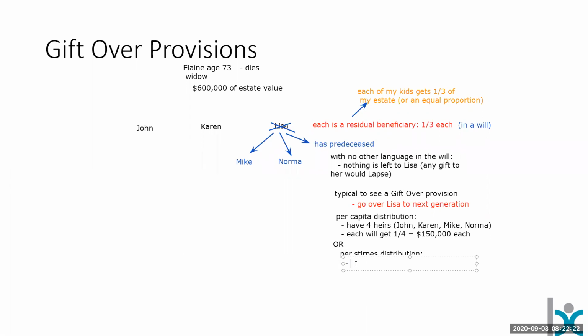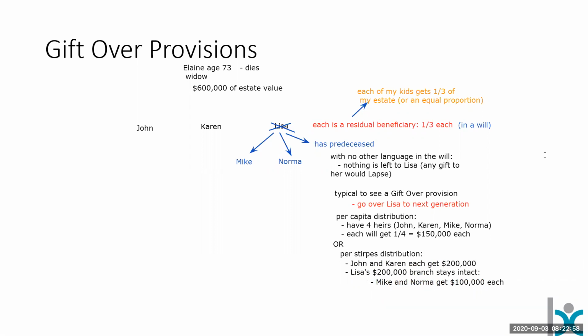So in a per stirpes distribution, each branch stays intact. So what happened here is John and Karen each get their $200,000, and then Lisa's $200,000 branch stays intact. And then the result would be that Mike and Norma get $100,000 each. Okay, so that is the effect of that per stirpes distribution.